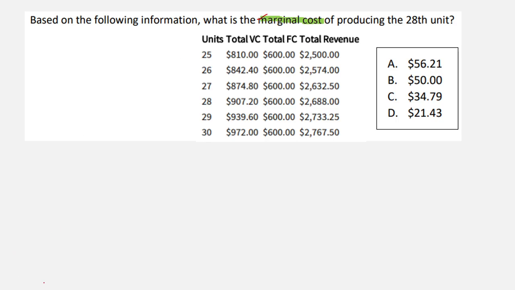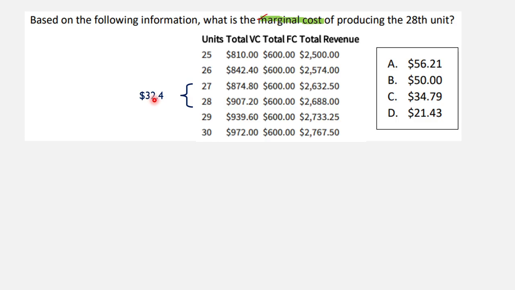So when we produce the 28th unit, the fixed cost will not change. So what's the additional fixed cost? Zero lang. Pero yung variable cost, aangat. From 874.8, it becomes 907.2. Our variable cost will increase by 32.4.